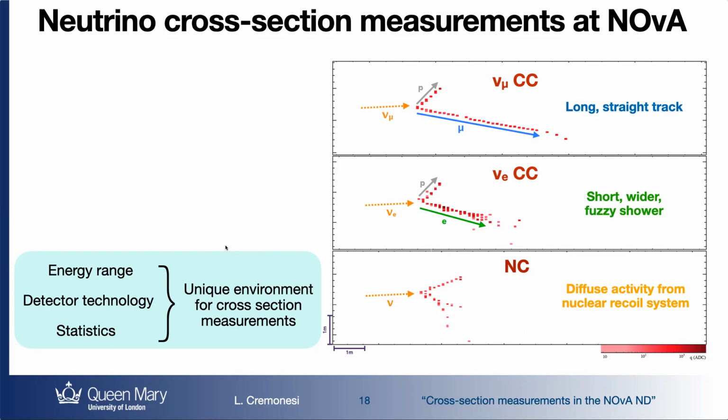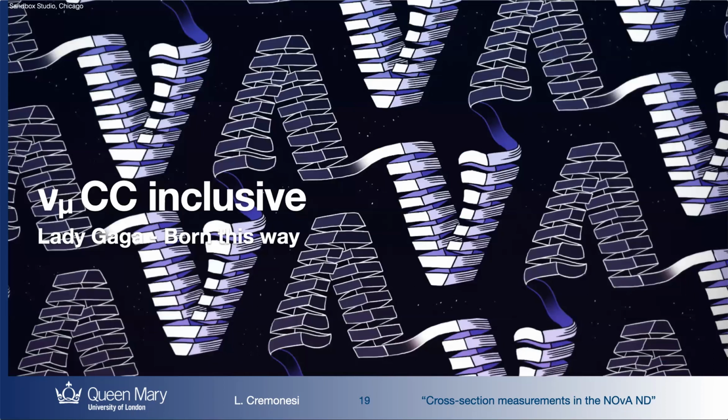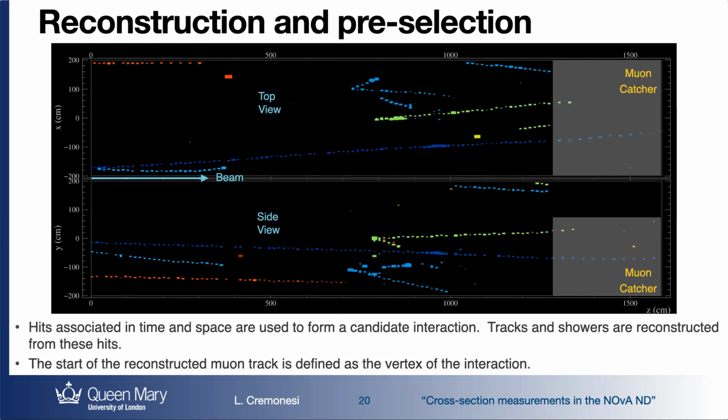So hopefully I've now given you an idea of what we can do with the NOVA near detector. And now I'm going to present the two analyses that I'll talk about today, which are the NuMI CC inclusive analyses. As you may remember from the beginning, our beam is 95% pure in muon neutrinos, so we have a very high number of these interactions. So what's the first step in this selection?